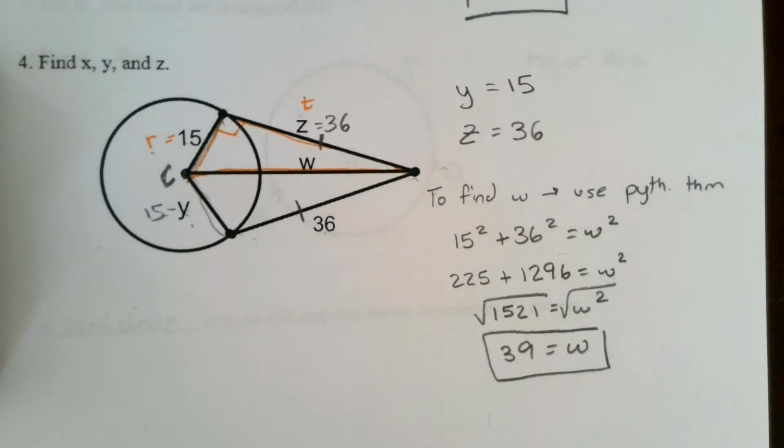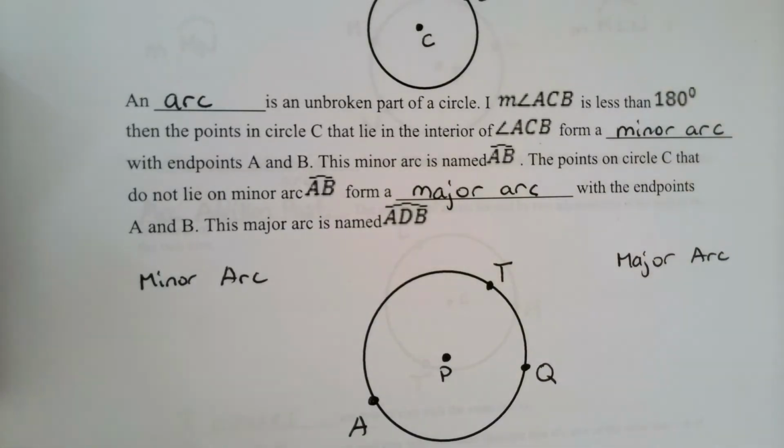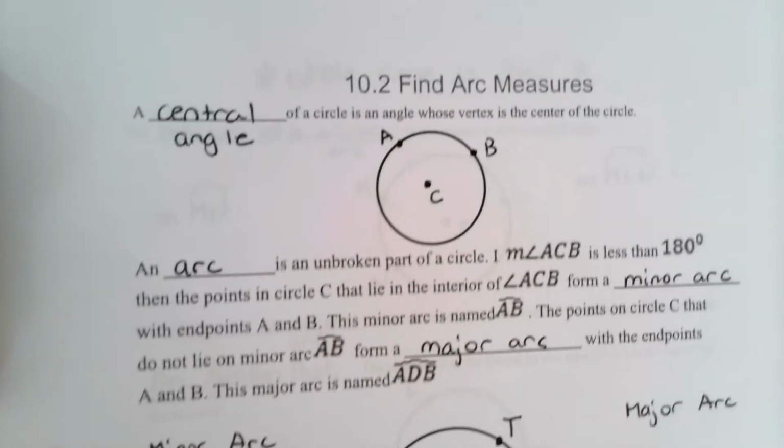So that is 10.1. If you need help with any of these, like I said, chapter 10 in your textbook has all sorts of examples just like this. So please refer to 10.1 in your textbook for more examples about this. But in the meantime, we are actually going to move on to 10.2, which is even easier than 10.1.